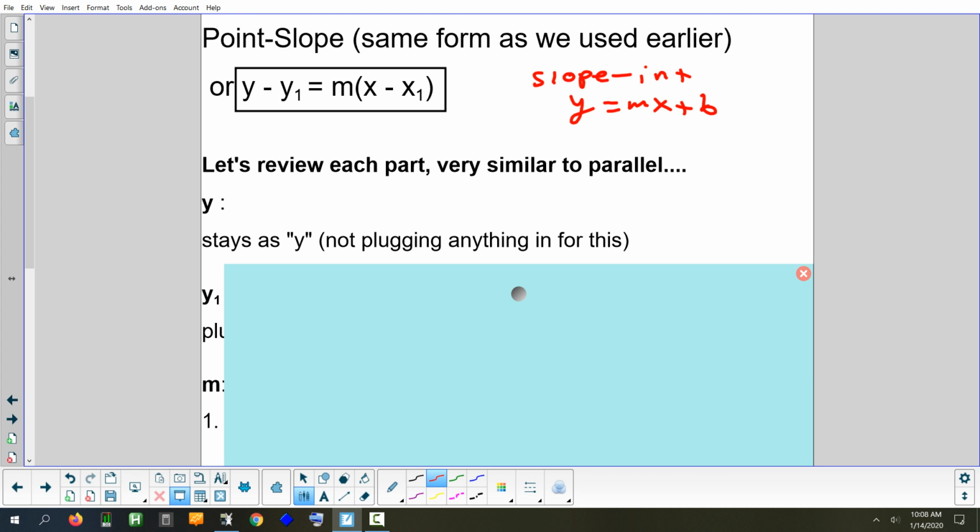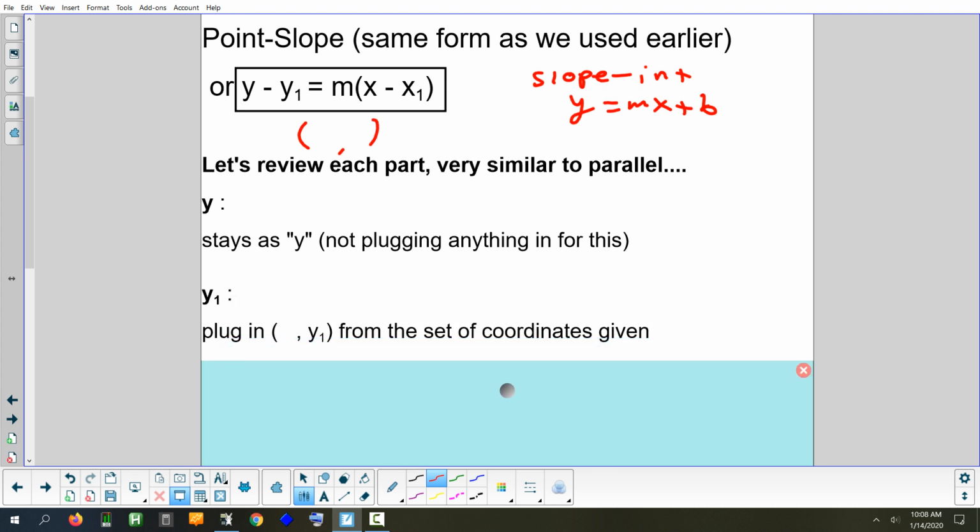It doesn't stay the same. We have to plug in a number for it that they give us. Think of a coordinate. Is the y before the comma or after the comma in a coordinate? Yeah, it's after. So for y1, plug in the number after the comma from the coordinate they give you. Right, so far, it's all the same as yesterday.